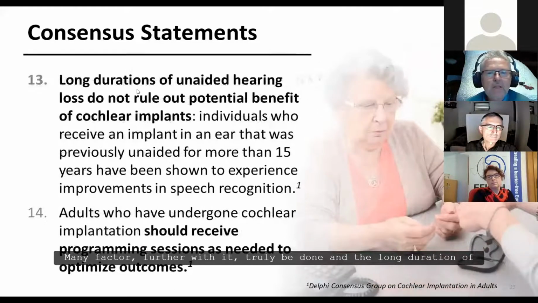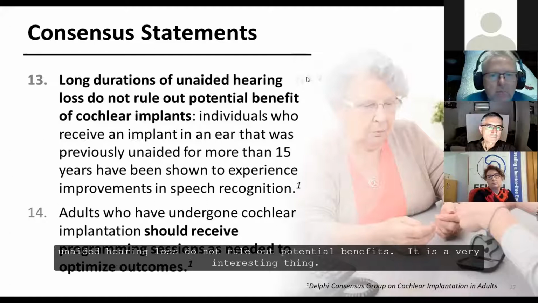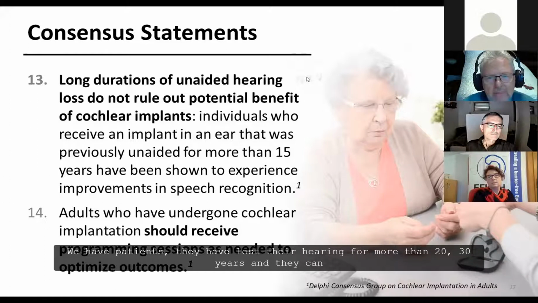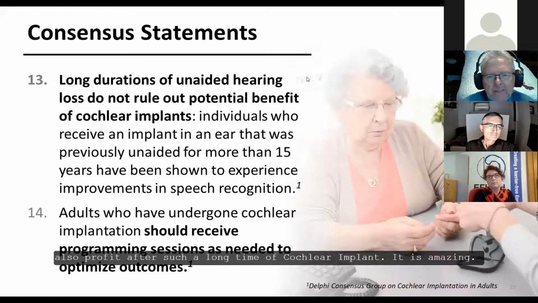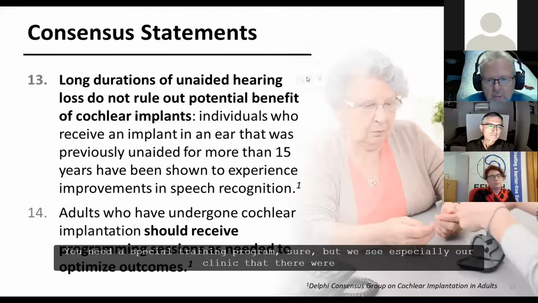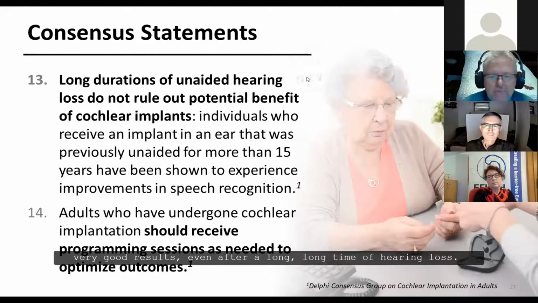And long duration of unaided hearing loss does not rule out potential benefits. That is also a very interesting thing. We have patients who have lost their hearing for more than 20, 30 years, and they can also profit from a cochlear implant after such a long time. It's amazing. You need special training programs, sure, but we see, especially in our clinic, very good results even after a long time of unaided hearing loss.